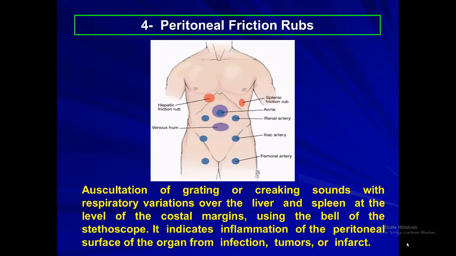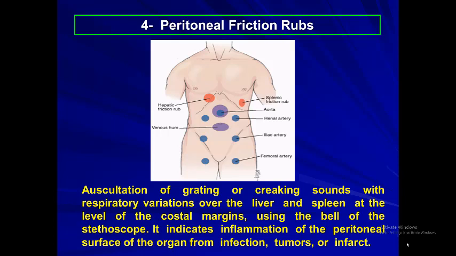Peritoneal friction rubs. In the figure in front of you, for auscultation of splenic rub, you put the stethoscope at the level of the left costal margin. For hepatic rub, at the level of the right costal margin. For venous hum, at the umbilicus or any site between the umbilicus and the sternum. For renal artery, you auscultate the renal hilum, opposite lumbar 2, that is, above the umbilicus.